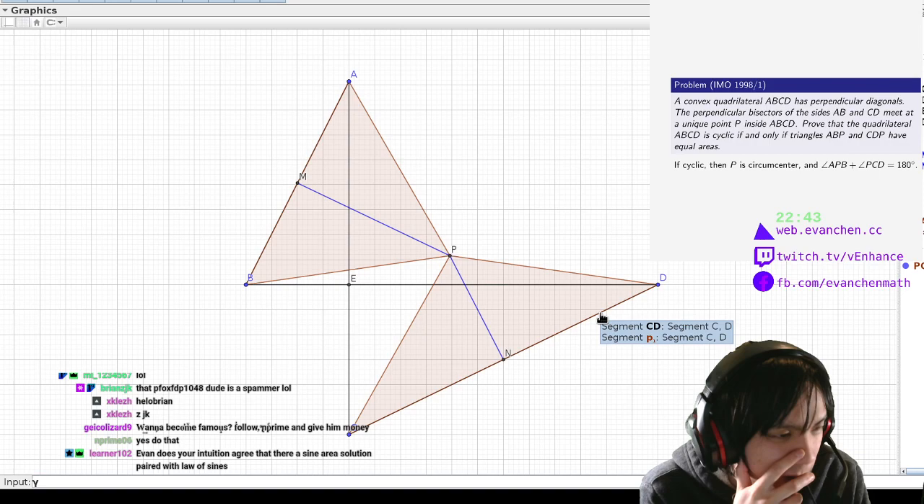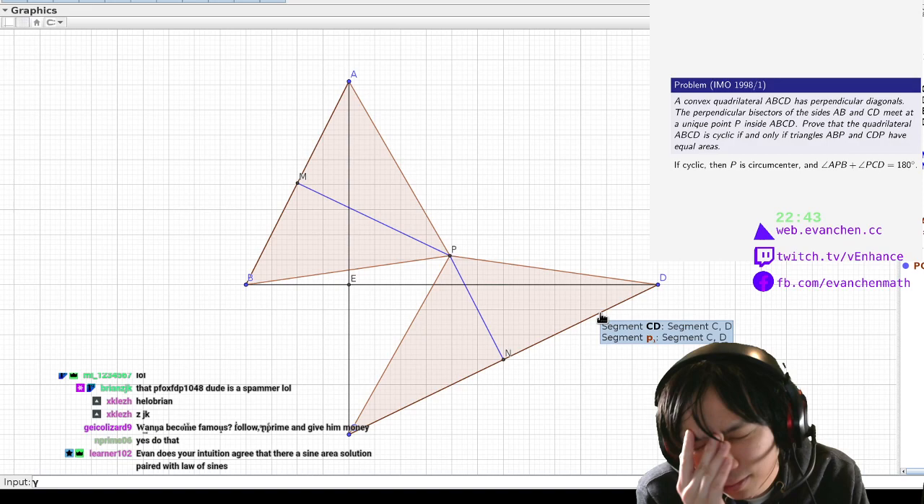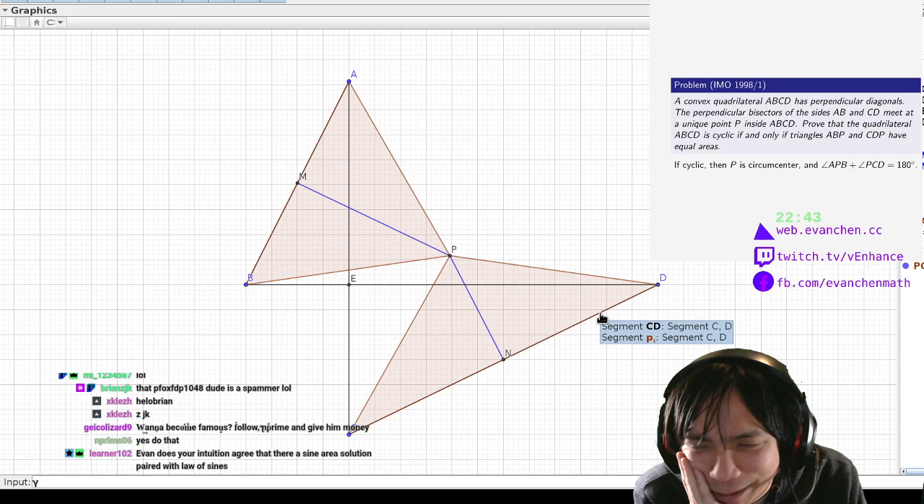Does your intuition agree there's a sine area solution paired with law of sines? I think I'm neutral to that. Right now I am still in the confused phase.